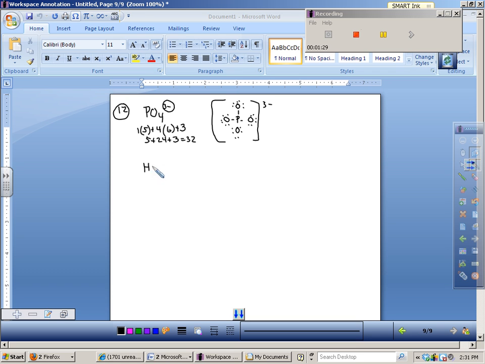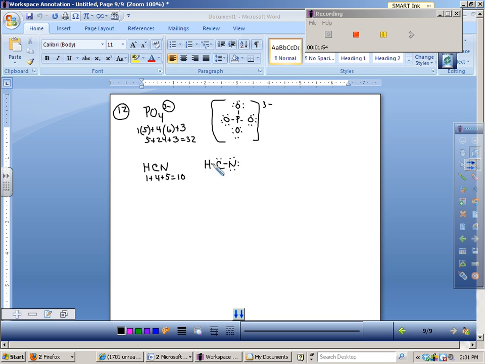Next one is HCN. There's 1 hydrogen and he brings 1. There's 1 carbon and he brings 4. There's 5 in the nitrogen, so that's a total of 10. We know that hydrogen has to be on an end. Make a bond between everybody. Start by completing the octets.